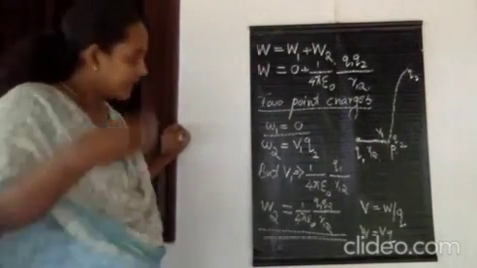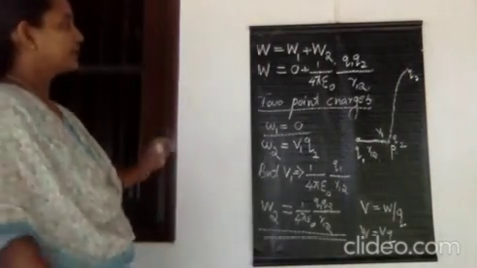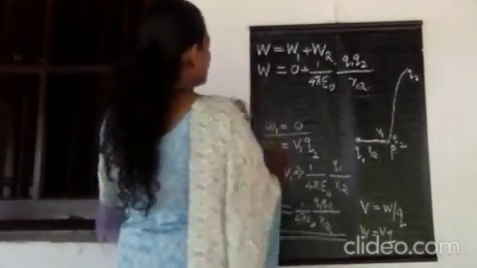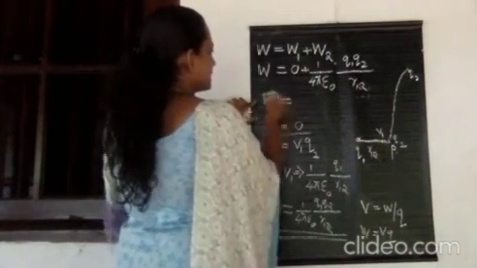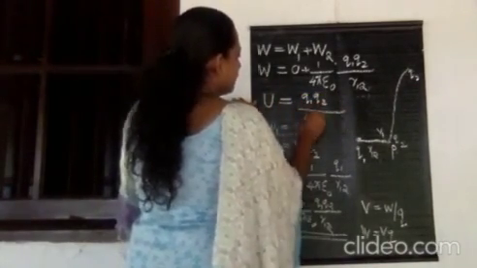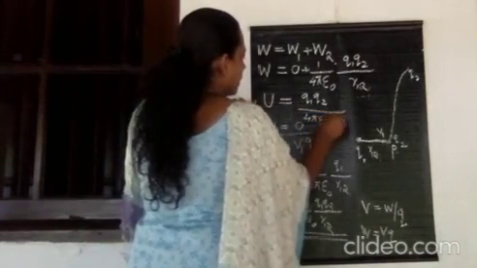Okay. Next we can consider a system of 3 point charges. So the potential energy of a system of 2 point charges is Q1 Q2 divided by 4 pi epsilon 0 R12.